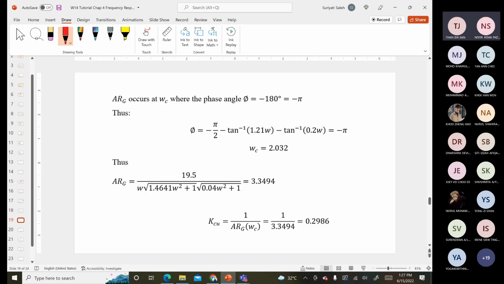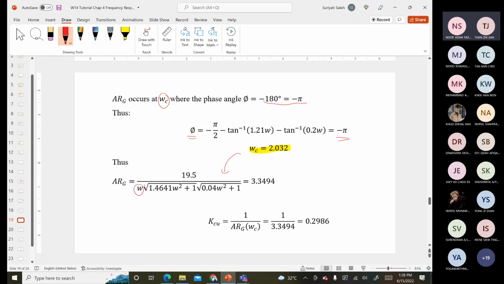So we know that AR occurs at WC. WC occurs at negative pi. So we put negative pi over here on the phase angle to find what our WC is. By using a calculator, we found that WC equals 2.032. So once you get the WC, we substitute it into the AR equation.